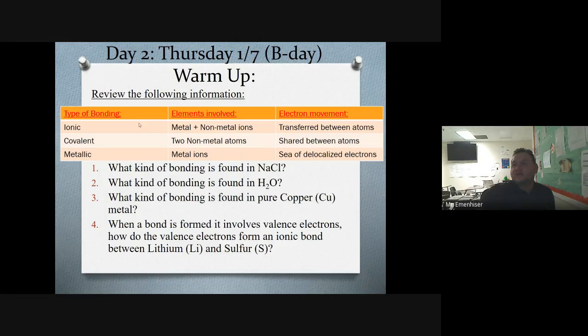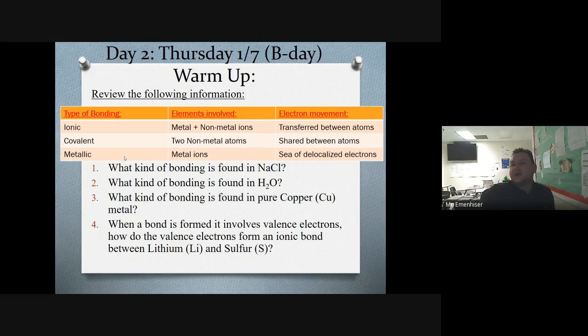Ionic bonds involve a metal and a non-metal, and electrons are transferred between atoms. That means that one electron is taken by one atom, and that electron is lost by the other atom. So one atom steals another atom's electron. Covalent bonding involves two nonmetals, and the electrons are shared between them.